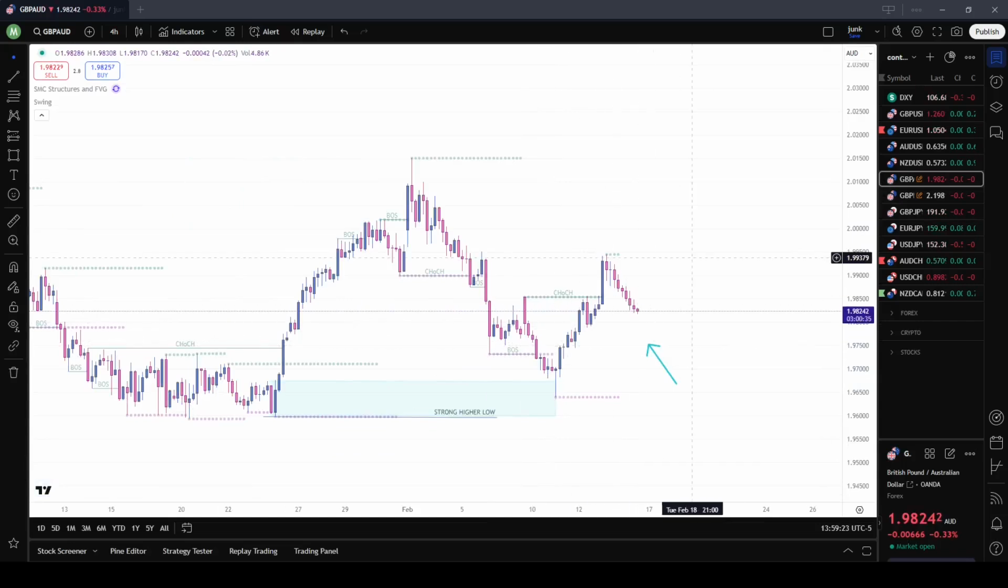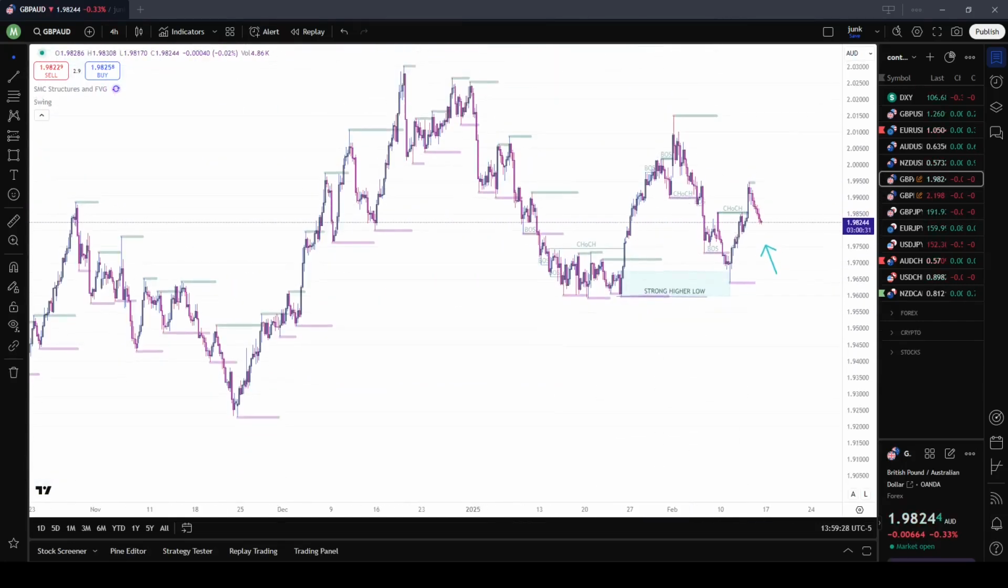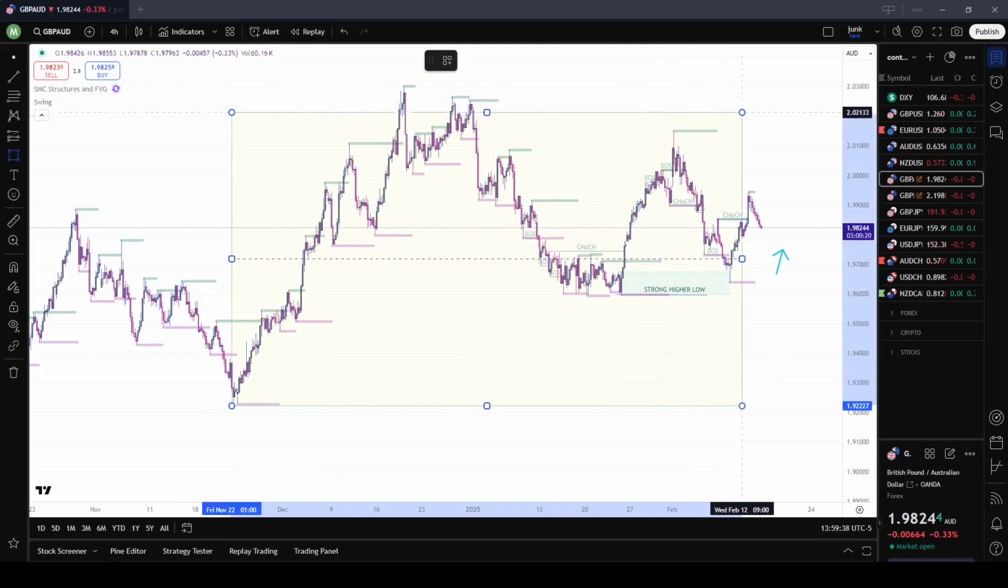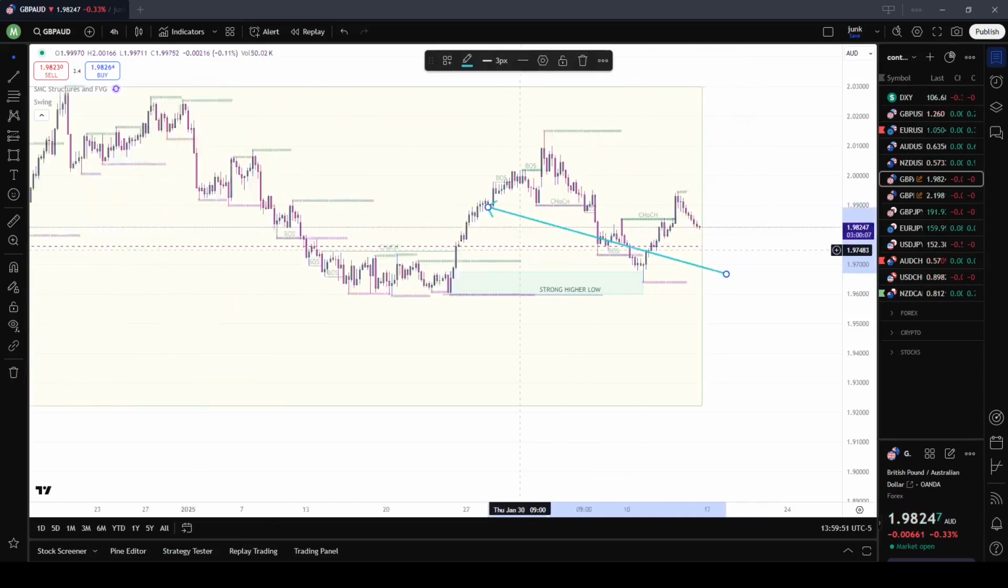GBP AUD is retracing back. I've been saying this was from, let's just zoom out. This was the low, the high, and the range, swing structure range from the overall perspective looks like this. Pull back into discount, and then it reacted. It's waiting for any type of retracement on the way up. Didn't really give one.